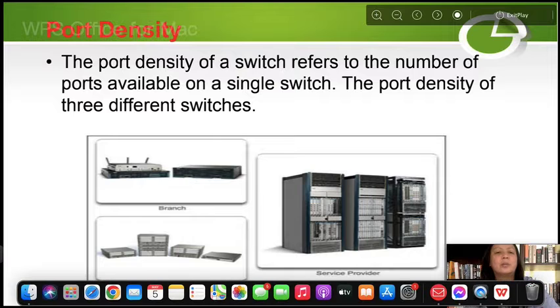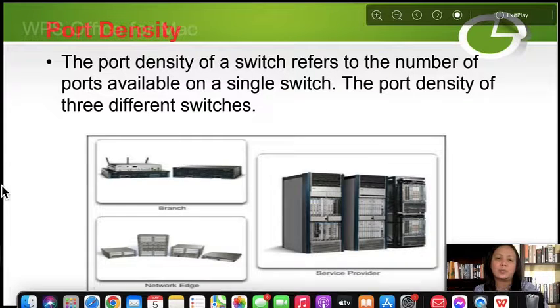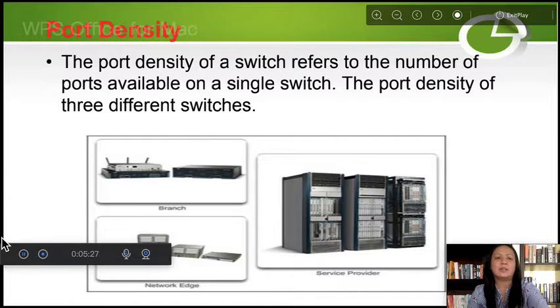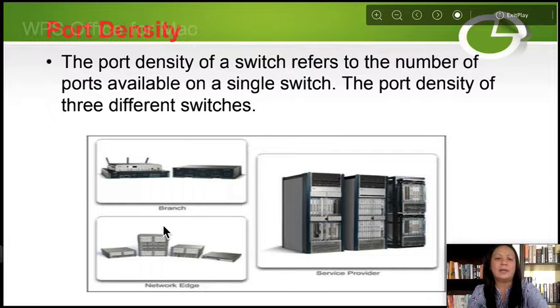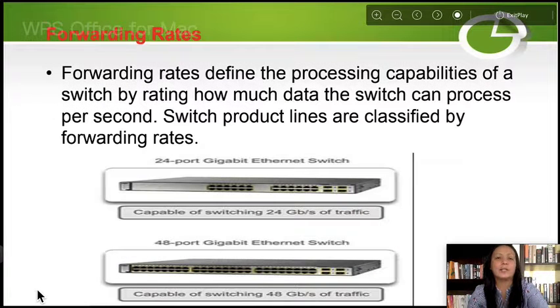The port density of a switch refers to the number of ports available in a single switch. This shows the port density of three different switches: the branch, the network edge, and the service provider. And then the forwarding rates. The forwarding rates define the processing capabilities of the switch by rating how much data the switch can process per second. A switch product line is classified by forwarding rates.